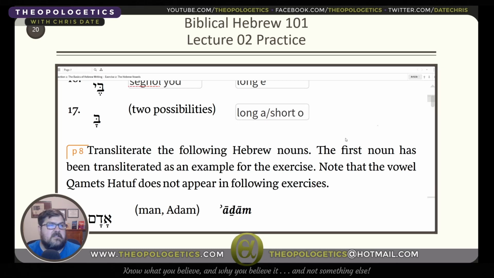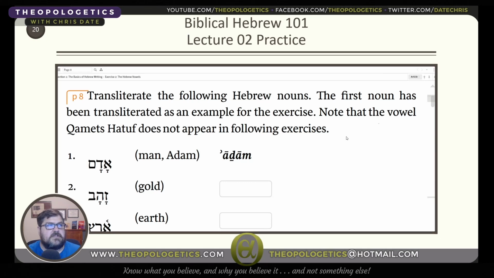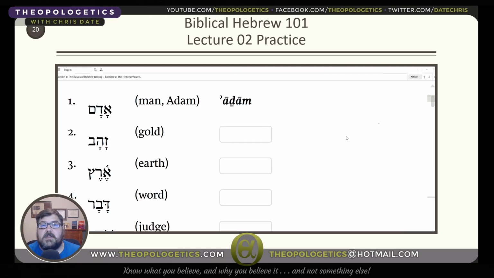All right, next up, transliterate the following Hebrew nouns. The first noun has been transliterated as an example for the exercise. Note that the vowel qamets chatuf does not appear in the following exercises. So that's good. We won't have to figure out if a qamets under a consonant is a qamets or a qamets chatuf. They've done the first example, so we'll just move on to number 2.